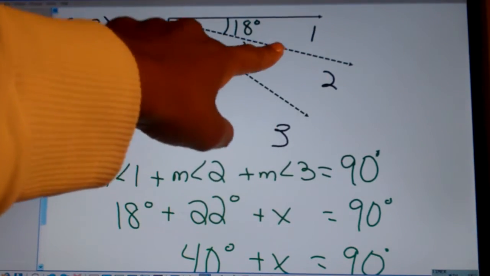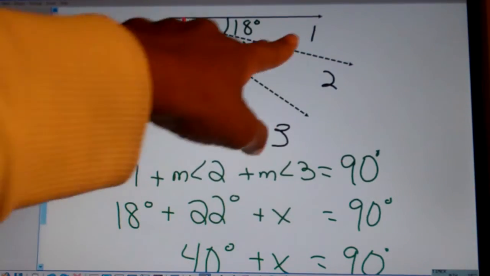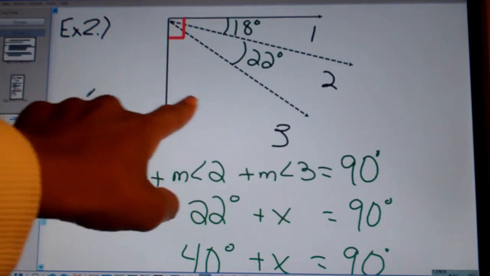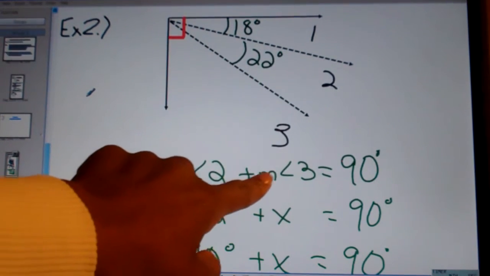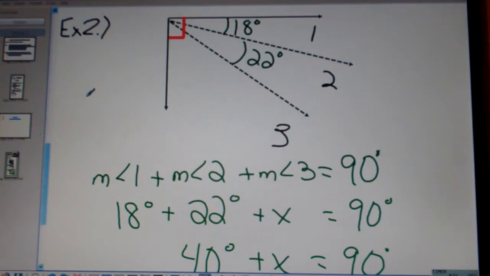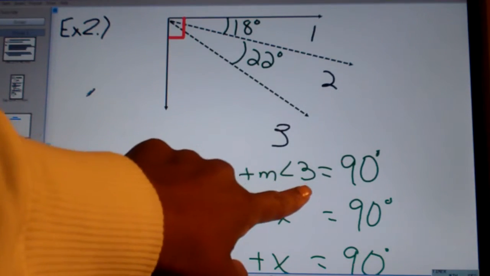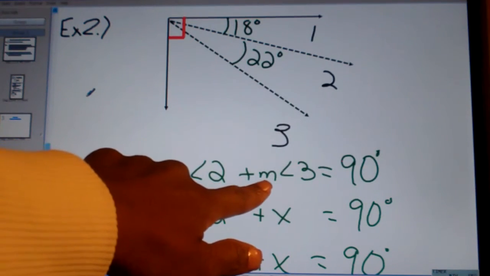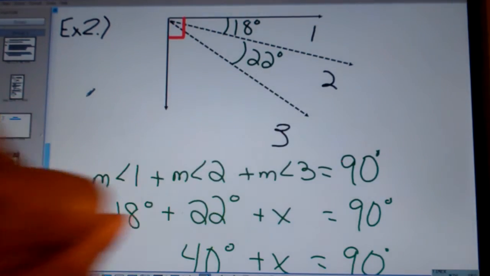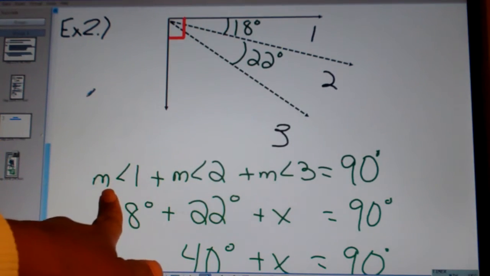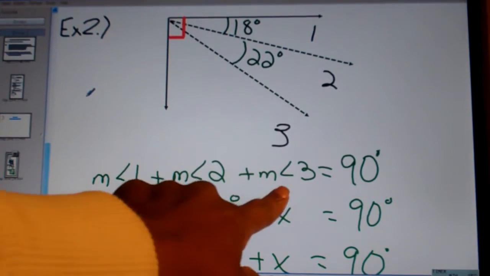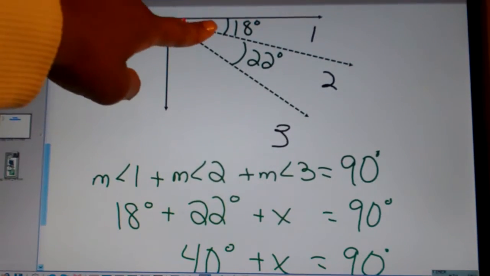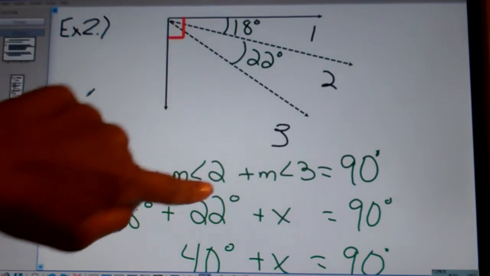So that means that the measure of angle 1 plus the measure of angle 2 plus the measure of this final angle 3. Remember, 2 or more angles can be supplementary, and 2 or more angles can be complementary. In this case, 2 or more angles are complementary because they're 90 degrees, not 180. So the measure of angle 1 plus the measure of angle 2 plus the measure of angle 3 equals 90 degrees. And I have 18 degrees plus 22 degrees by substitution.